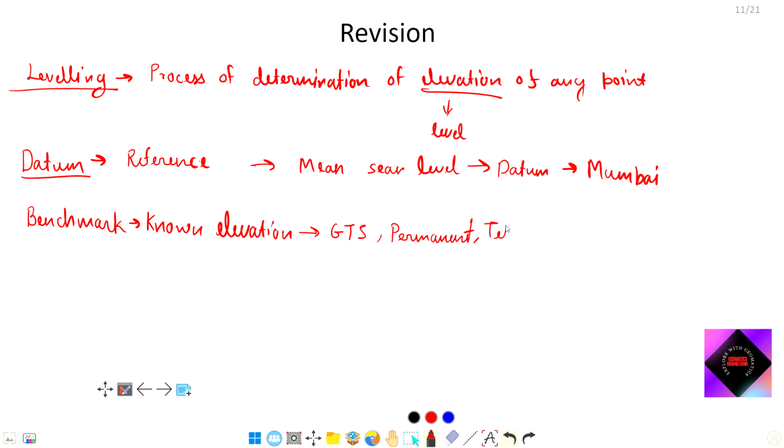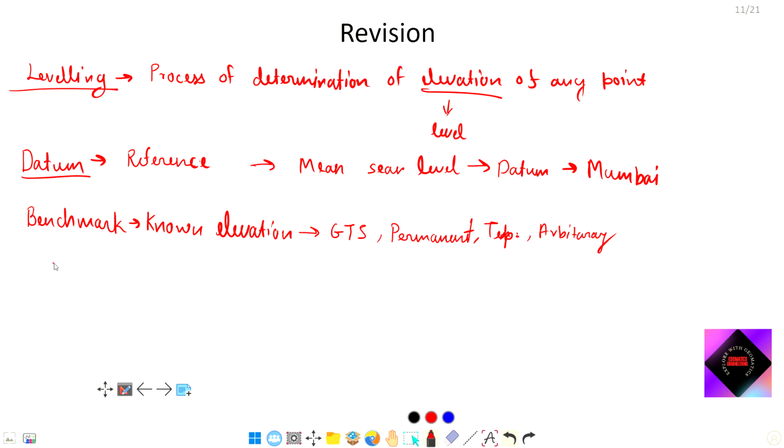In benchmark also we have seen several benchmarks like GTS benchmark, Great Trigonometrical Survey benchmark, then permanent benchmark, temporary benchmark, and arbitrary benchmark. These are the benchmarks we have seen.